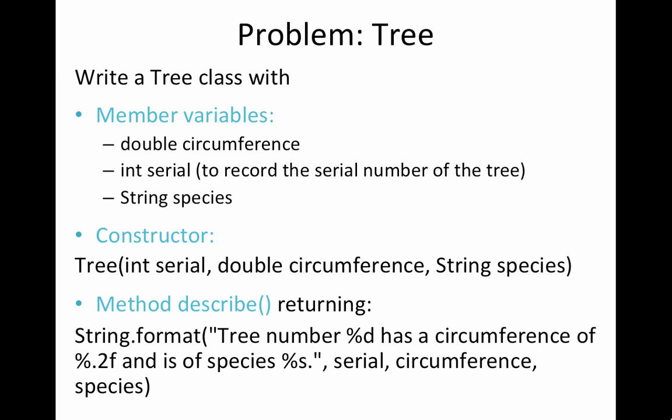Now inside the constructor, we want to initialize those fields and pay attention to the order in which we have the parameters, not because the order itself matters for any particular meaning of the tree, but because when we are creating the trees, we should first give the serial number, then the circumference, and then the species, because the constructor takes them in this order.